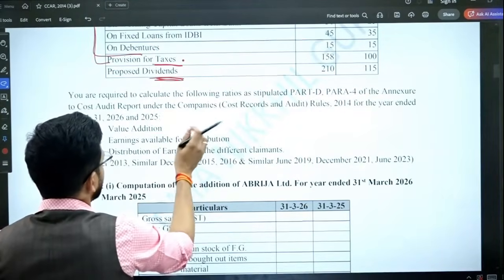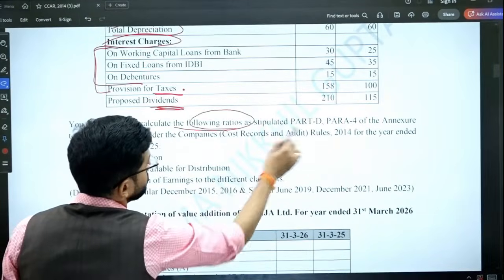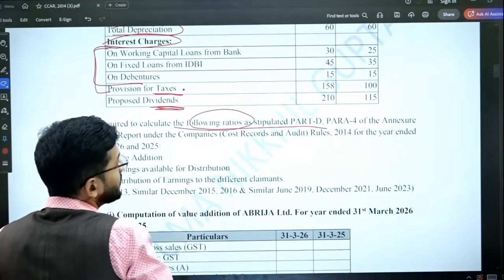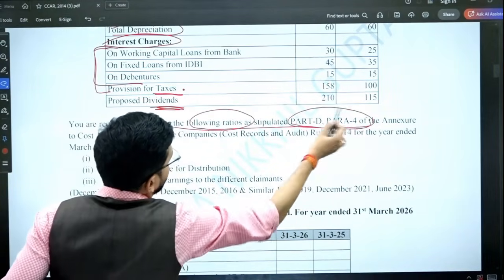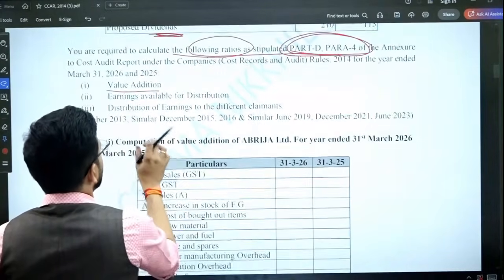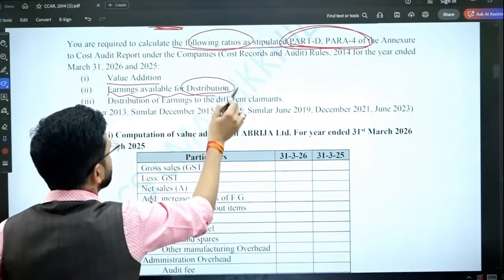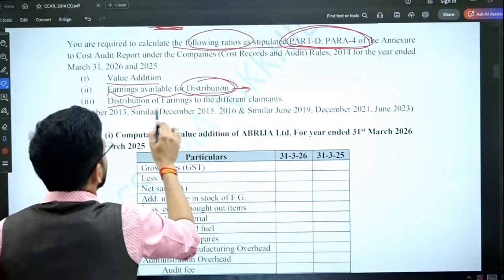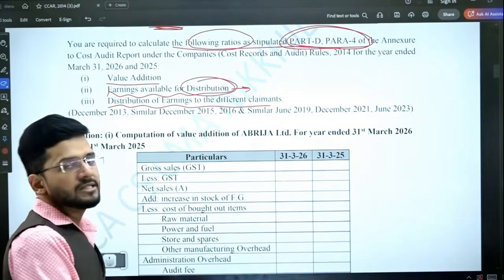Now you are required to calculate the following ratios as per para D, para 4. Please remember this for value addition. It's important. You have to compute the value addition, then compute the earnings available for distribution to the stakeholders, and then compute the distribution of funding to different claimants.